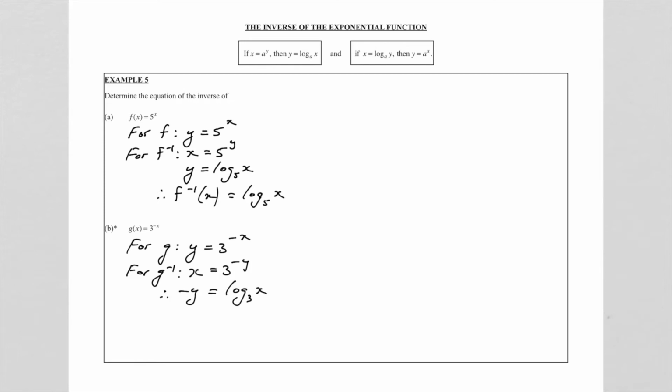And we just want to get rid of that negative. So we say multiply both sides by negative 1. And we will get y = negative log x base 3. So now we can write this in f(x) notation, and we say that the inverse of g is equal to negative the log of x with a base of 3. So that's our first example. Let's move on to the next example.